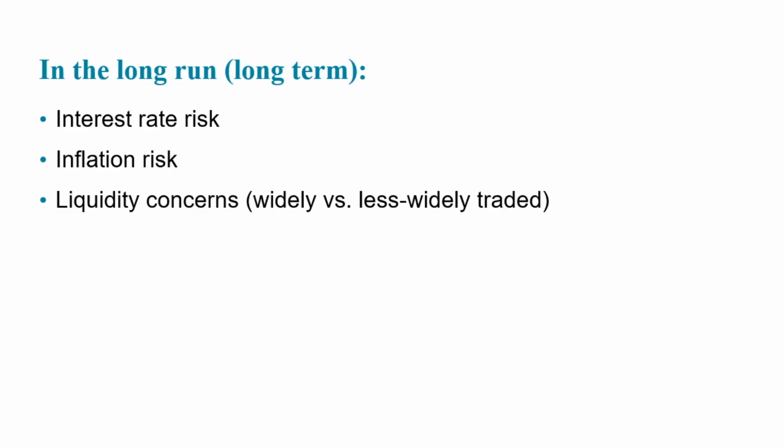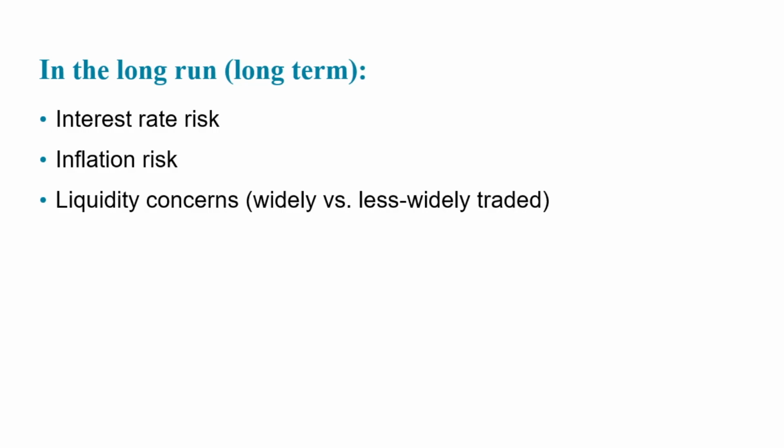The only difference between a 1 month security and a 30-year security is the time period. One is short run, the other one is long run. So what are the risks in the long run? In the long run, there is interest rate risk, there is inflation risk, and there are liquidity concerns, because the short term can be easily traded as compared to long term.